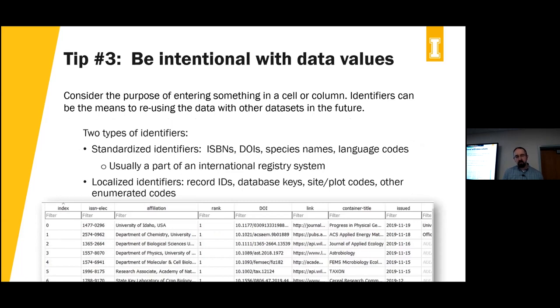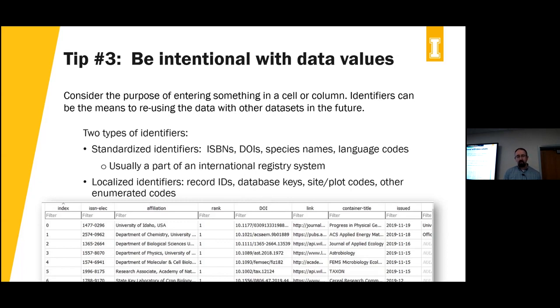And so one of the things to think about is the use of identifiers. And identifiers are often the means of reusing this data later on or standardizing it with other data sets out in the world so that you can use them together. In the example that you see on the screen here, this is a list of articles that was produced by a system. And so one of the types of identifiers you can see in the middle on this column called DOI is a digital object identifier. And this is actually a standardized identifier. It's part of an international registry system. And so it's actually globally unique to this article.